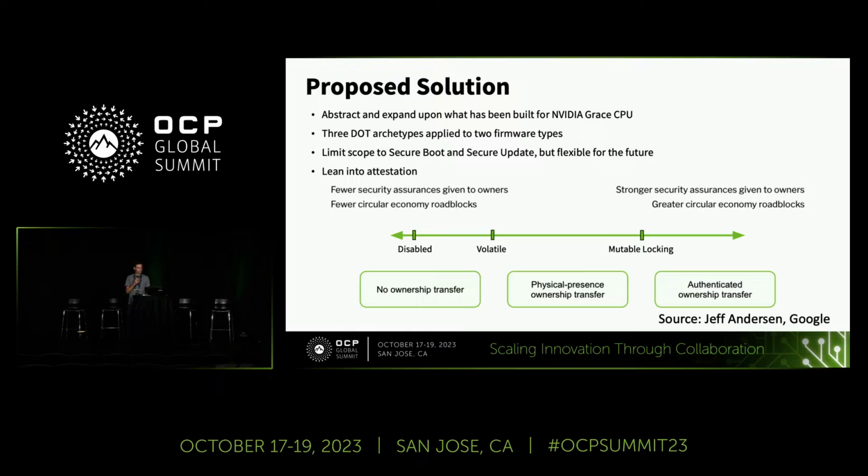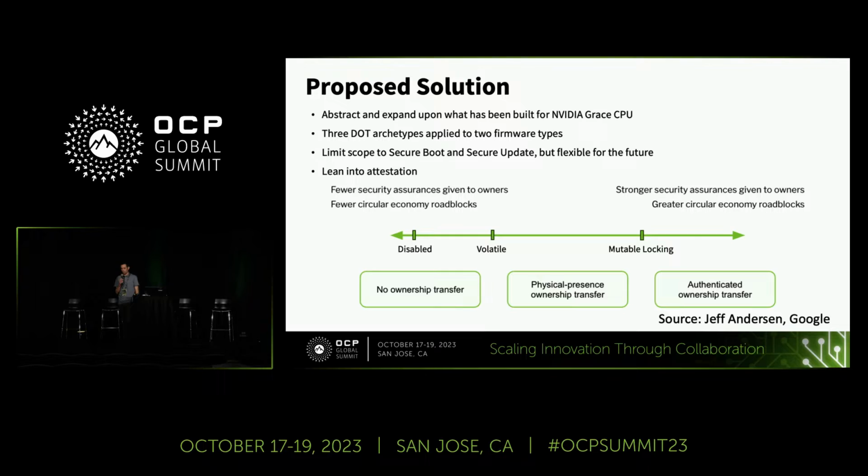We also propose limiting the scope of ownership transfer to only cover secure boot and secure update, but ensuring that the architecture we define is flexible for the future such that it can capture other things, say device configuration. We also propose an architecture that leans into attestation. As an industry, we've spent a lot of time and a lot of resources building robust, trustworthy attestation mechanisms. We should use those mechanisms for ownership transfer.